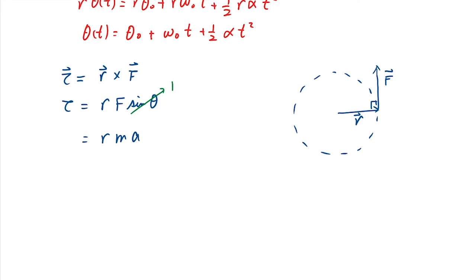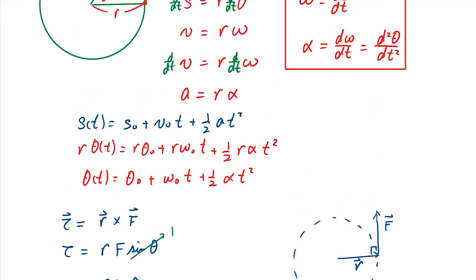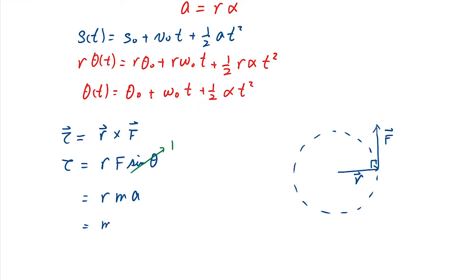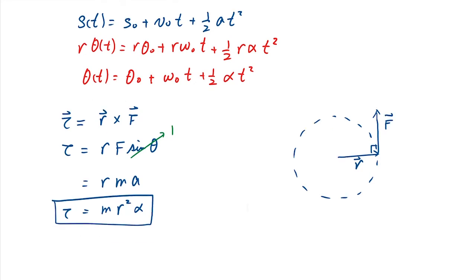Hopefully you still remember that much. What was a again from up there? R alpha. So what we have is m R squared alpha. Tau is equal to m r squared alpha is one little thing that we get.